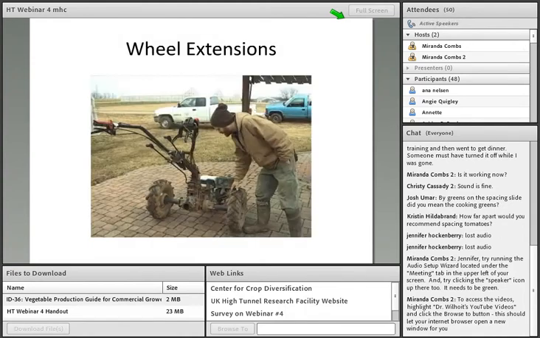The wheel extensions I mentioned, Aaron uses these wheel extensions to space the wheels out far enough so that the wheels are actually in the walking paths between the beds, and that is going to minimize the compaction in the bed itself.